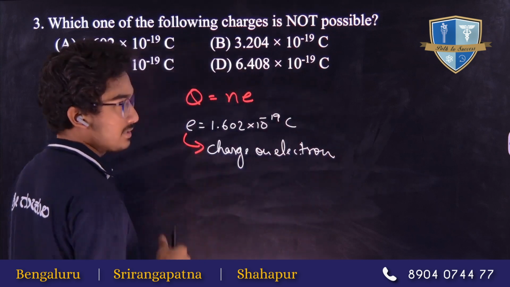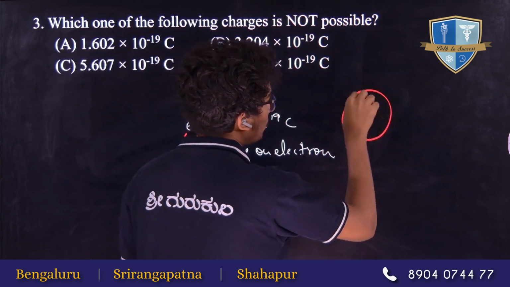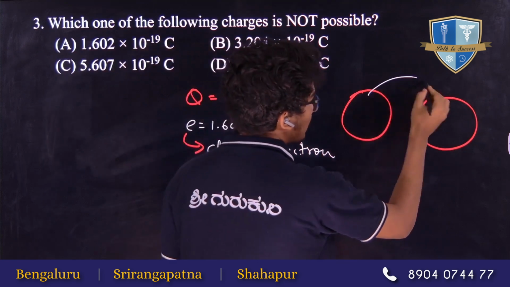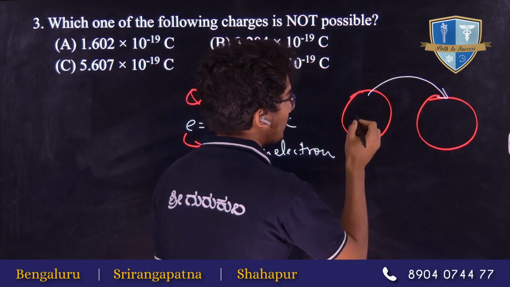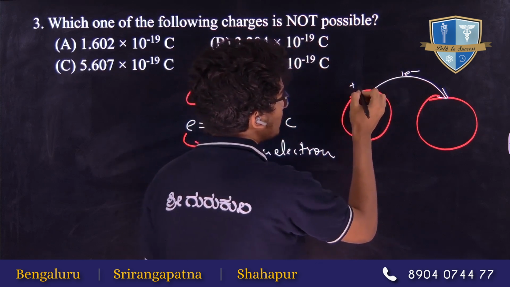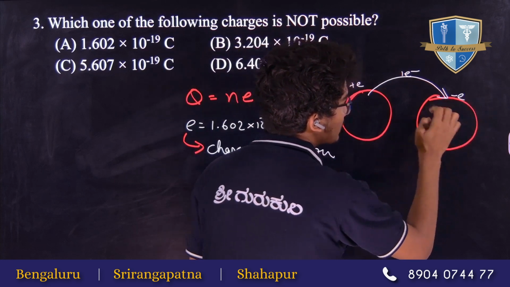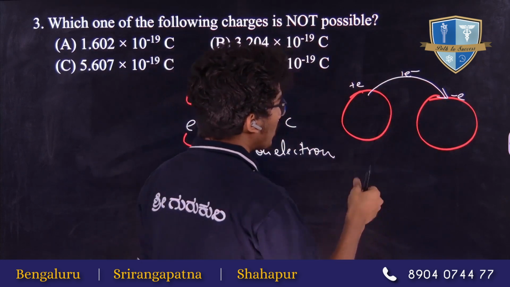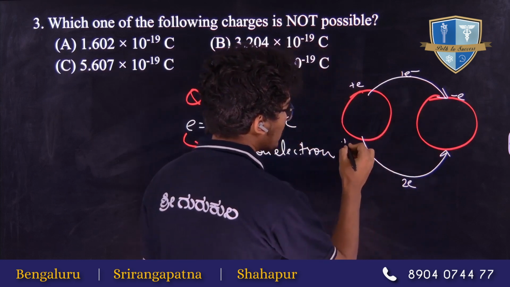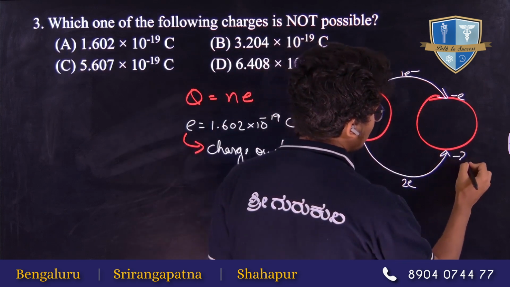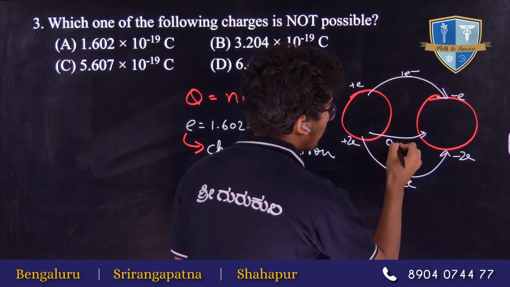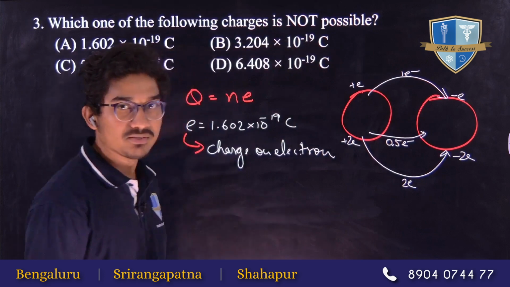Why like this? Why is charge quantized? So let's see, if we have two atoms, and this is losing one electron and this is gaining one electron, so this will get a positive charge. So we are transferring one electron, so this will get a positive e charge, and this will get a negative e charge because it is gaining an electron. Or if we are transferring two electrons, it will get a positive 2e charge, and this will get a negative 2e charge.